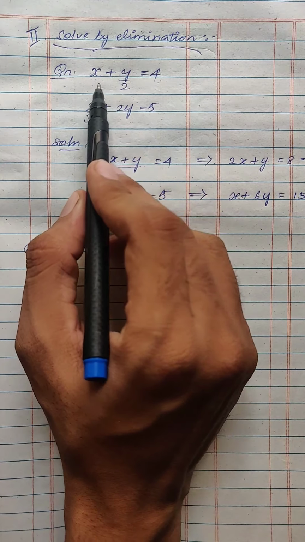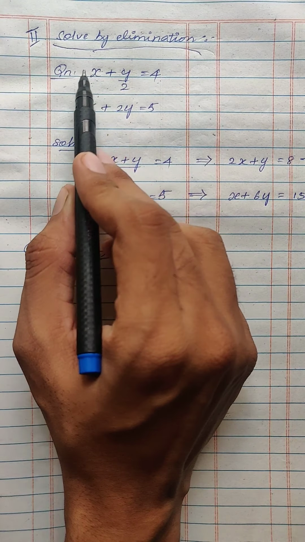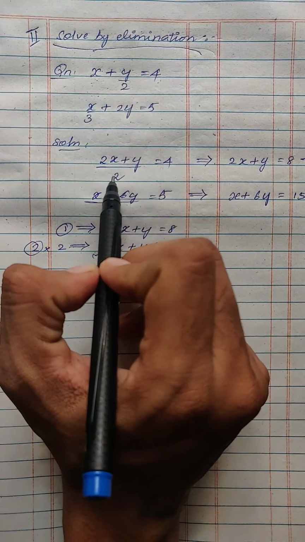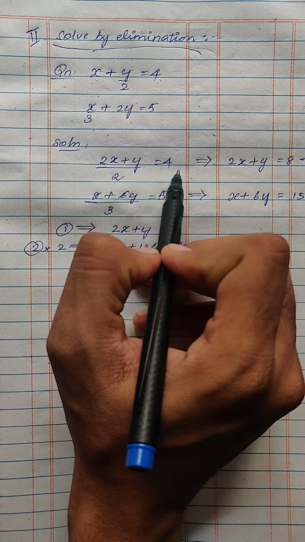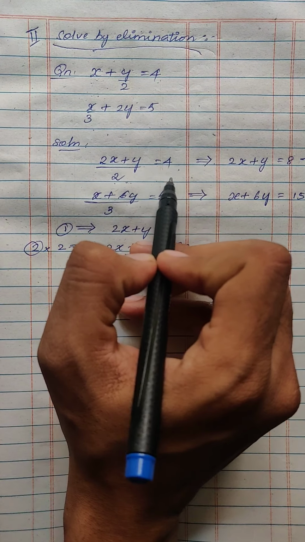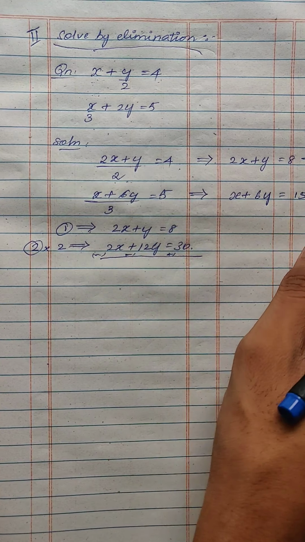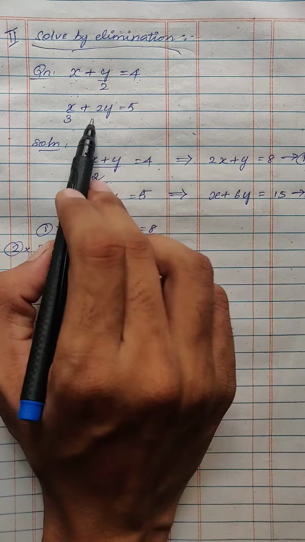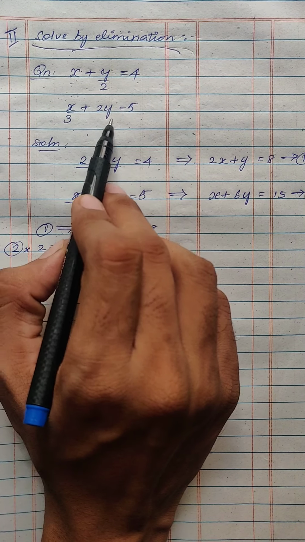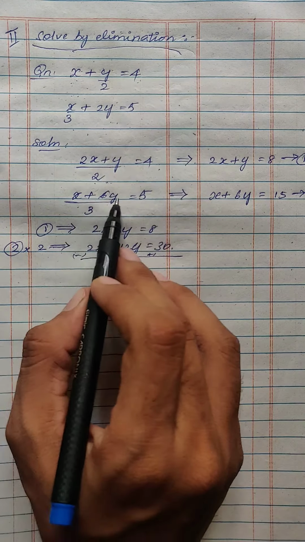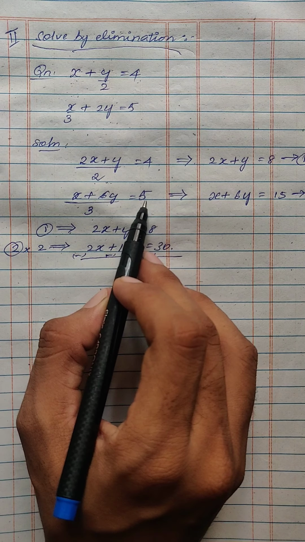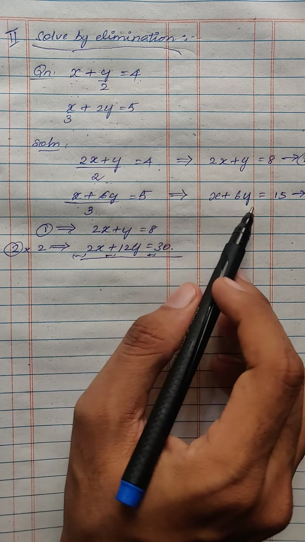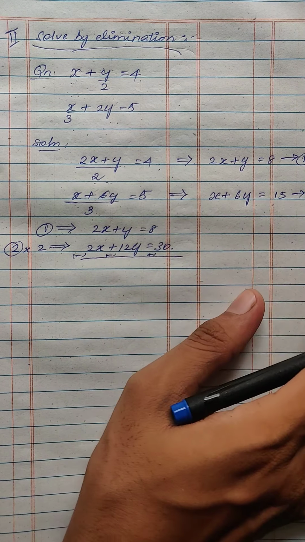So here I have taken the LCM. By 1 into 2 into 2, it will become 2x plus y whole divided by 2, as you can see here, equal to 4. This 2 goes to the other side and becomes 8. So that is the first equation, as you can see, I have numbered this as the first equation. And for the second equation, I am taking the LCM again. By 1 into 3 into 3, you will be getting x plus 6y whole divided by 3 is equal to 5. This 3 goes to the right hand side, becomes 15. So this is the second equation.